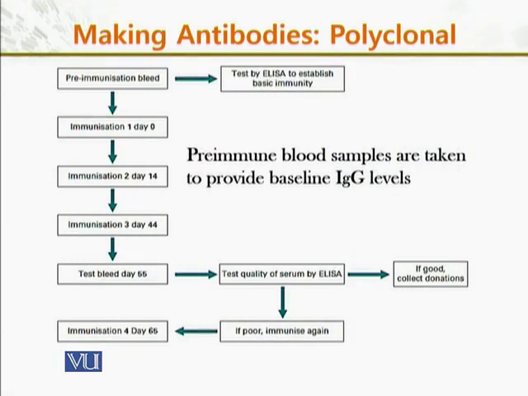Now, how can we make the antibodies? Pre-immune blood samples are taken to provide the baseline Ig, that is the immunoglobulin G level. Ig stands for immunoglobulin and G is the antibody. So what we do is use the pre-immunization bleed, that is the bleed before immunization, and that is tested.